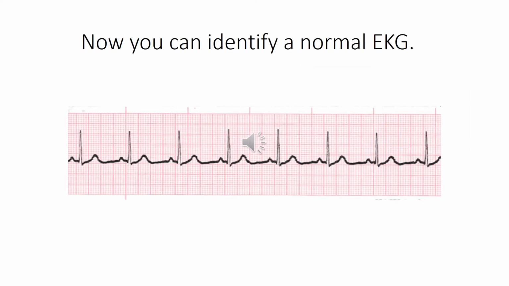Now you can identify a normal EKG. Here is a normal EKG tracing with a P, QRS complex, and a T wave throughout.